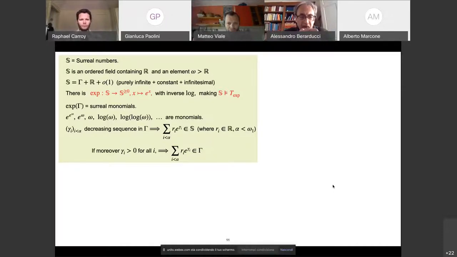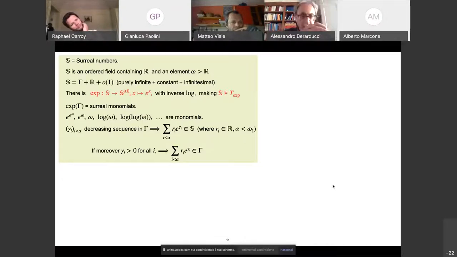So there is an exponentiation, sending x to e to the x. And this exponentiation is a very good exponentiation. It has all the properties of the real exponentiation. So it's a model of T-exp, the first order theory of the real exponential field. So everything which is true in the reals is true in the surreals. For instance, e to the x plus y is e to the x times e to the y. And all possible properties that you can imagine are true for this exponentiation.